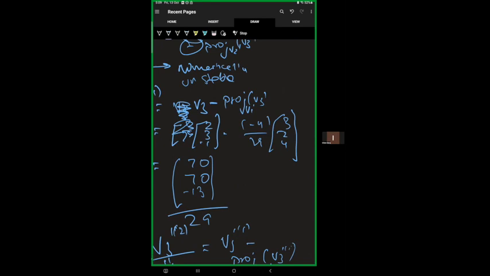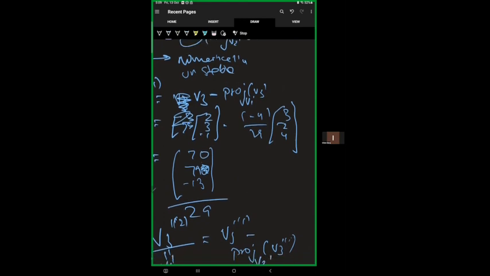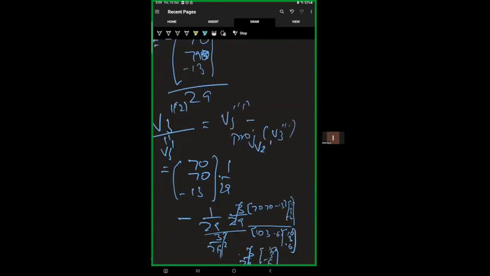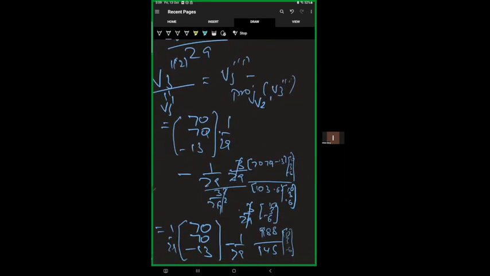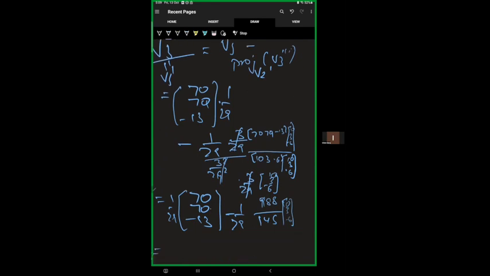Okay, so there was actually a mistake at this step. It should be 70, 79 and minus 13 minus 29 plus 13. So from here we have to change this 70, 79. So we get 700 plus 79 into 3, that is 937, plus 13 into 6, which is 78, and we get 1015.